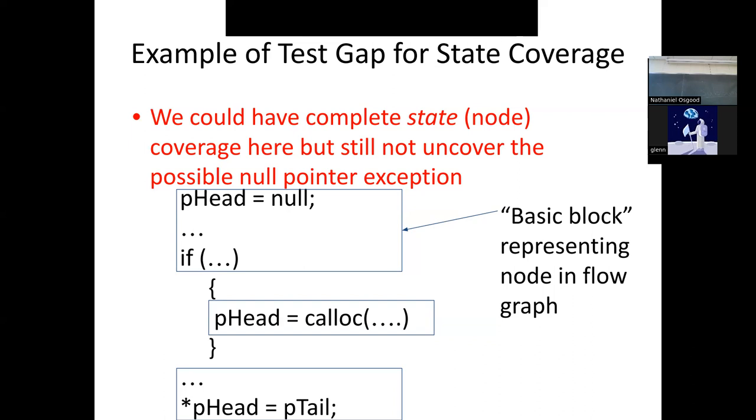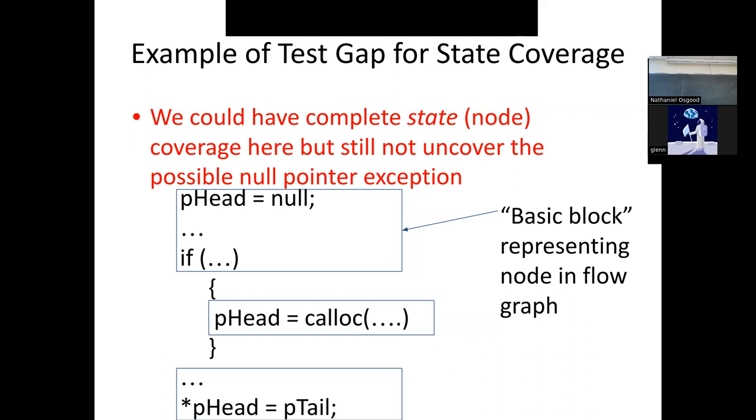Okay. So here, we can achieve state coverage, but we won't find this defect. If we achieve edge coverage, and we not only cover the edges A to B and B to C, but the edge A to C as well, we will catch this error because it would show up when we take the edge A to C. Do you understand that point?